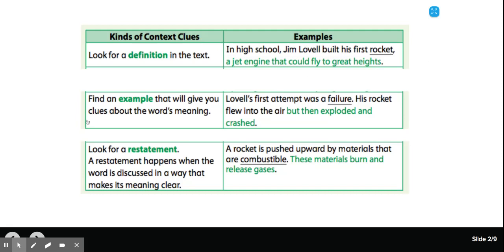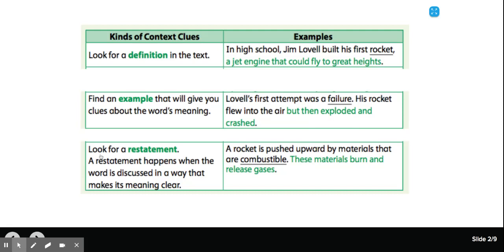Another kind of context clue is an example that will give you a clue about the word's meaning. Lovell's first attempt was a failure. His rocket flew into the air, but then exploded and crashed. If something explodes and crashes, it is probably a failure. That's an example of a failure.